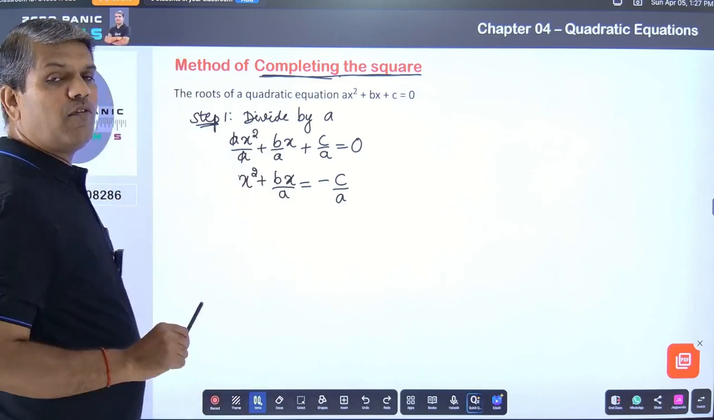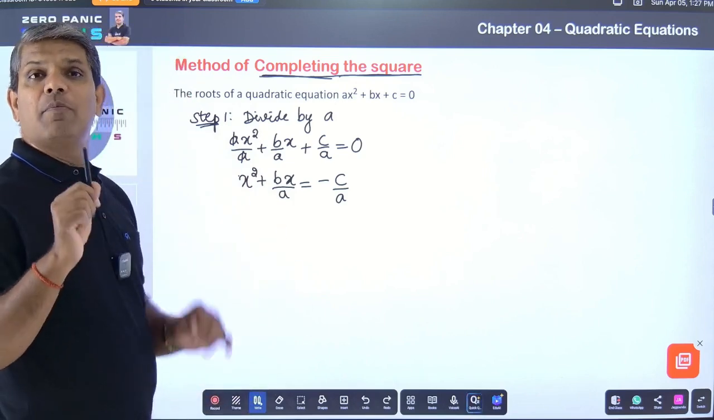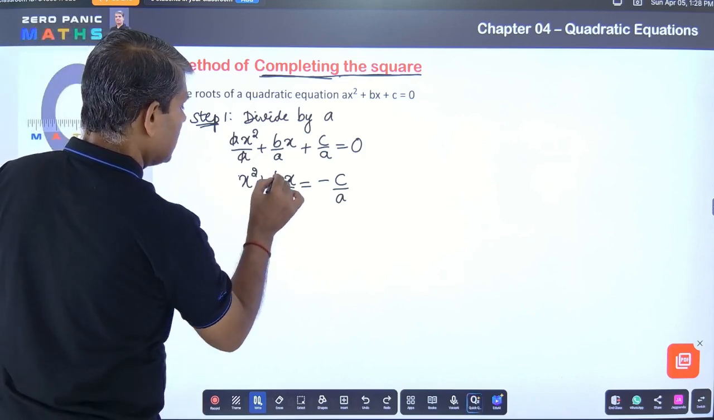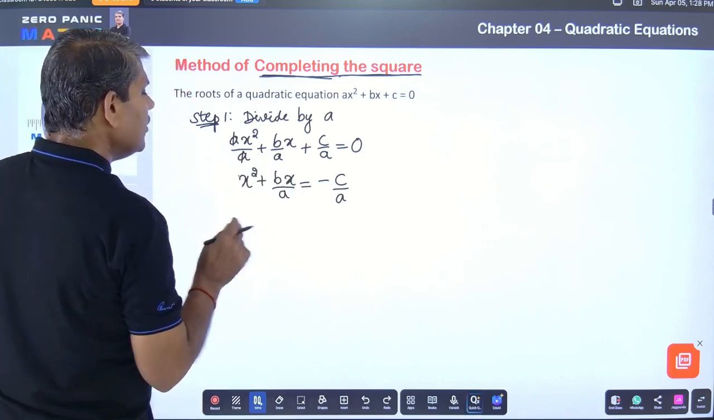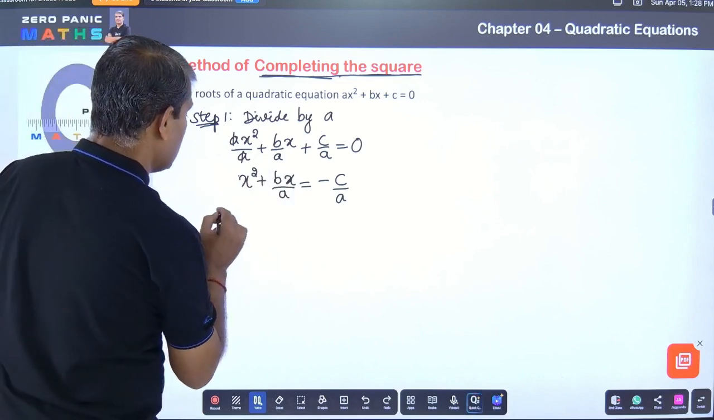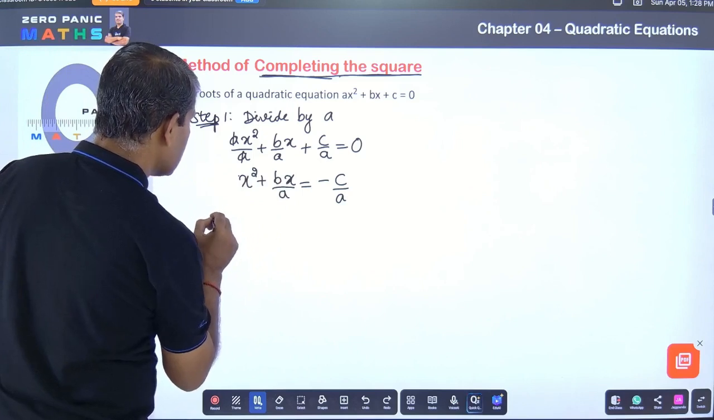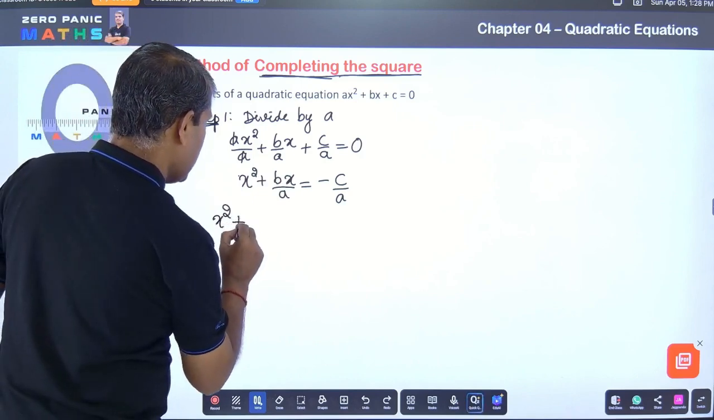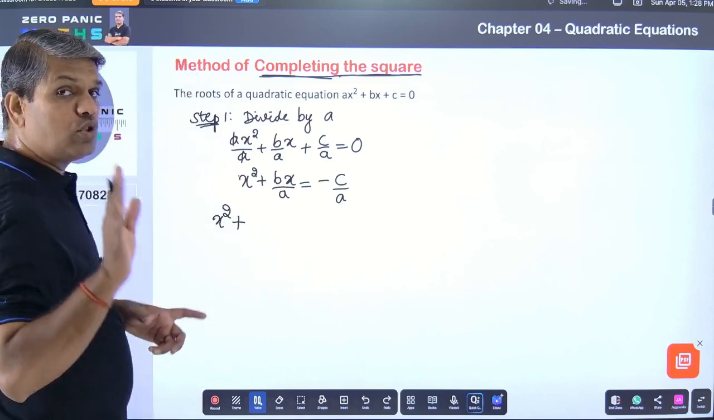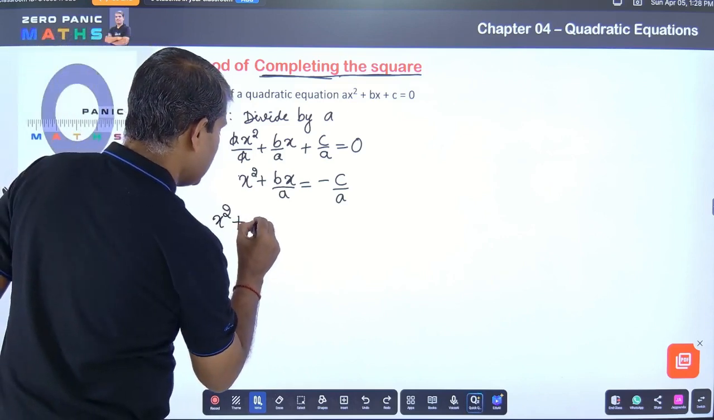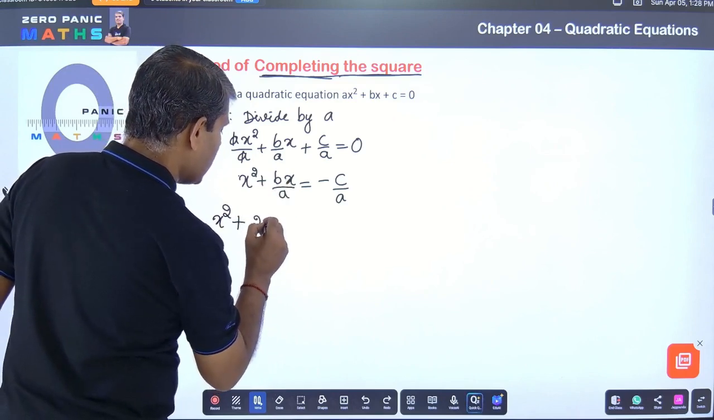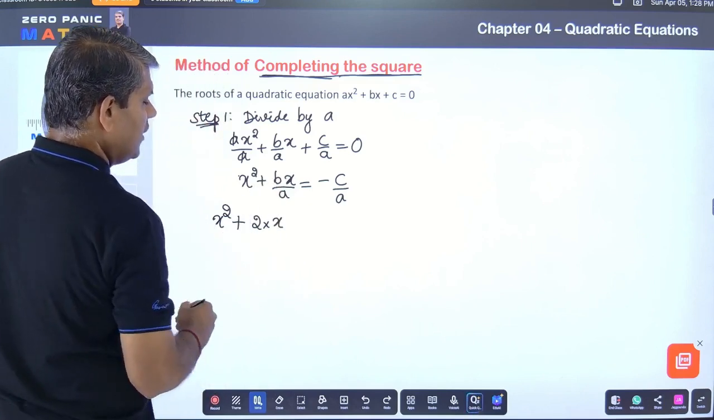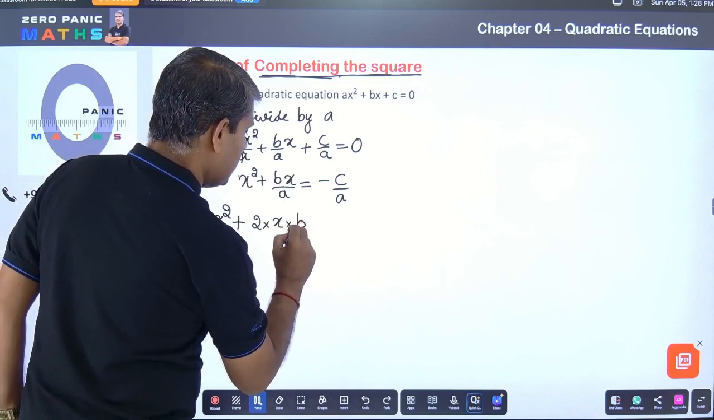Now, what is the formula for a plus b whole square? It is a square plus 2ab plus b square. So, let me write the b by a into x with a little bit of adjustment. I'll tell you what exactly that is. So, I will adjust this as x square plus, I am writing the term 2ab. So, let x be a. So 2 into x, so I'm writing x here, and it is b by 2a.